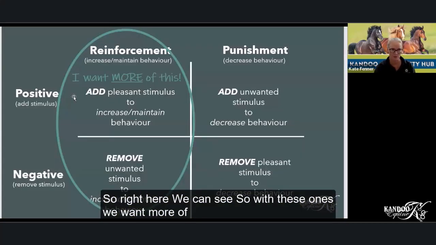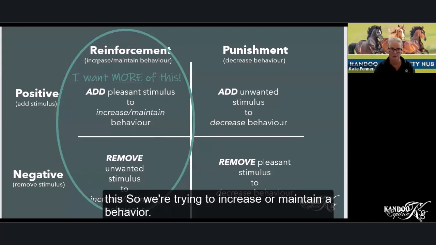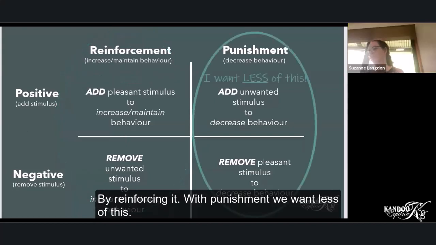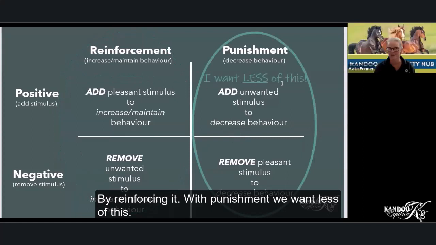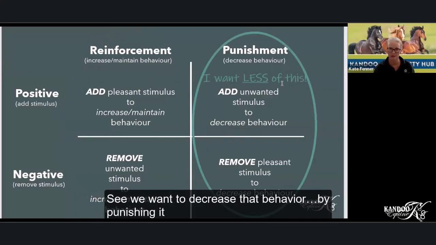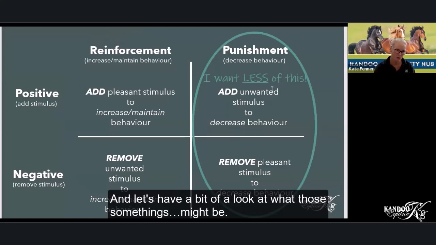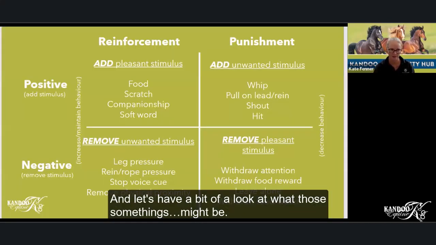So right here, we can see, so with these ones, we want more of this. So we're trying to increase or maintain a behavior by reinforcing it. With punishment, we want less of this. So we want to decrease that behavior by punishing it, whether we do that by adding something or removing something. So let's have a bit of a look at what those somethings might be.